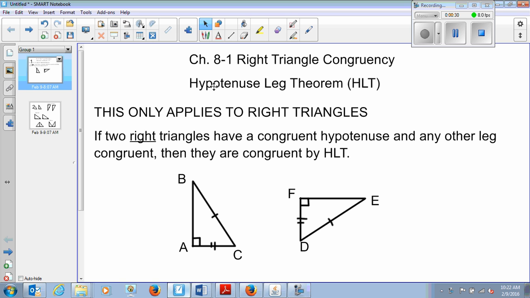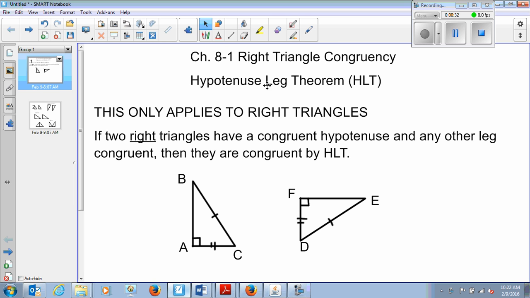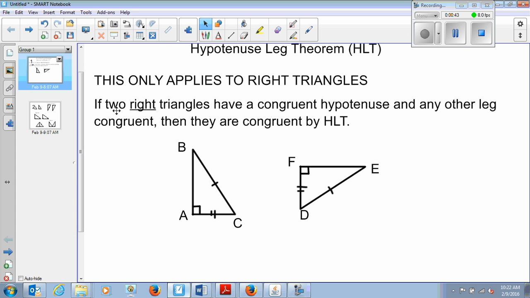And we have this thing that we call the hypotenuse leg theorem, okay, HLT for the abbreviation. And remember, again, this only applies to right triangles. So if you notice down in this picture, if two right triangles have a congruent hypotenuse, you should know what the hypotenuse is of a right triangle. It's the one that's across from the 90-degree angle. It's the longest side. And any other leg are congruent, then they are congruent by HLT, the hypotenuse leg theorem.